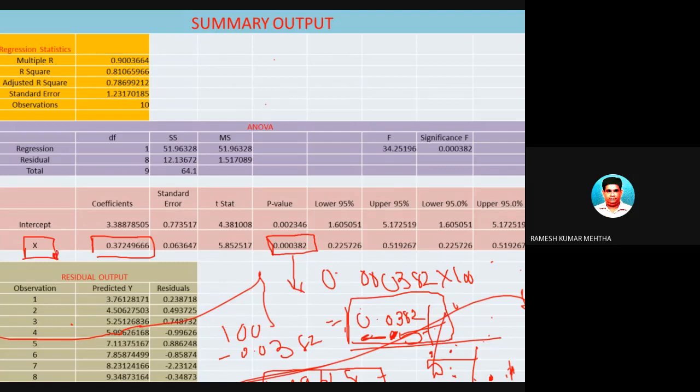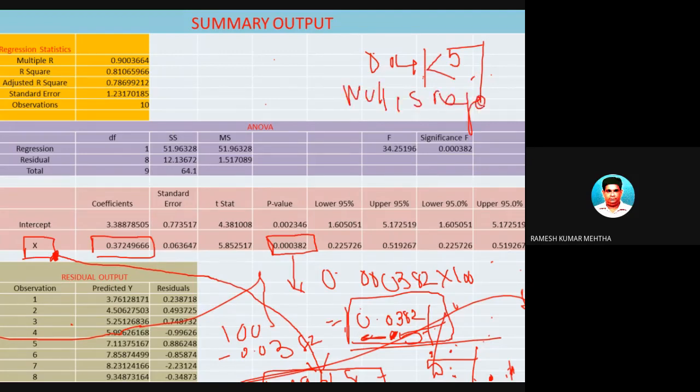This particular independent variable is going to affect the dependent variable, and the degree of confidence with which I am telling you is 99.61 percentage, or the null hypothesis can be only true to the extent of only 0.03 percentage or 0.04 percentage, and I told you the cutoff is 5 percentage. So it is less than this, and hence null is rejected.